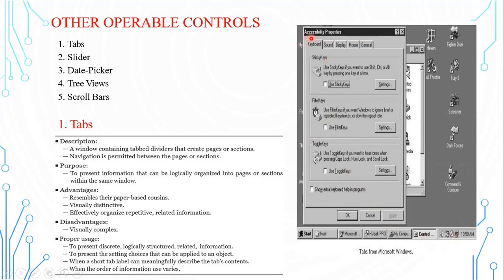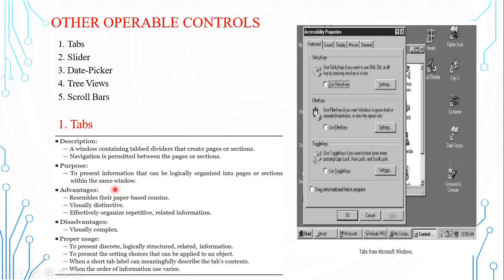Similarly, here they have placed it horizontally. Okay, you can place it in a vertical manner also. These tabs may be created in a vertical manner. Now let us see what the purpose is. It is used to present information that can be logically organized into pages or sections within the same window.